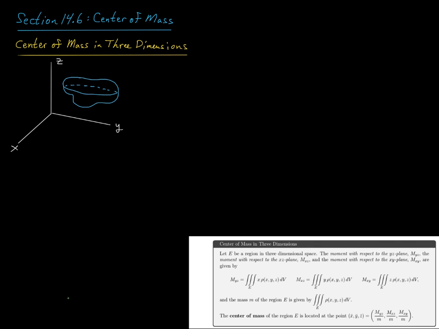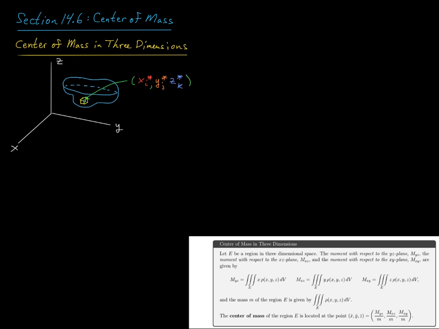All right, next up, we're going to look at center of mass in 3 dimensions. So suppose we have a 3-dimensional solid now, and we would like to measure its center of mass. Well, we are now looking at 3 spatial coordinates, so in turn, we're going to look at 3 moments.